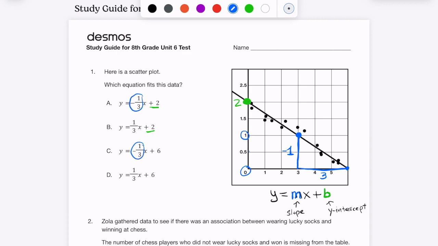And right, you just have to know that it's negative, not positive, because our line is going down. We have a negative association. So our answer is A, because it has the right slope and the right y-intercept.